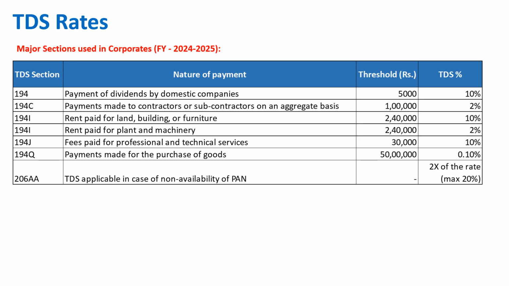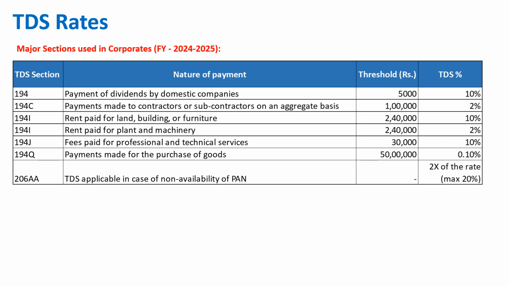Now coming to professional fees, 194J, fees for professionals and technical services, 30,000 is the threshold and 10% is the TDS percentage which will be applicable. In case of 194Q, generally when you buy materials, purchase of goods, the threshold limit is 50 lakhs. That means if you are having contract with any party for more than 50 lakhs, it is good that you start deducting from day first.